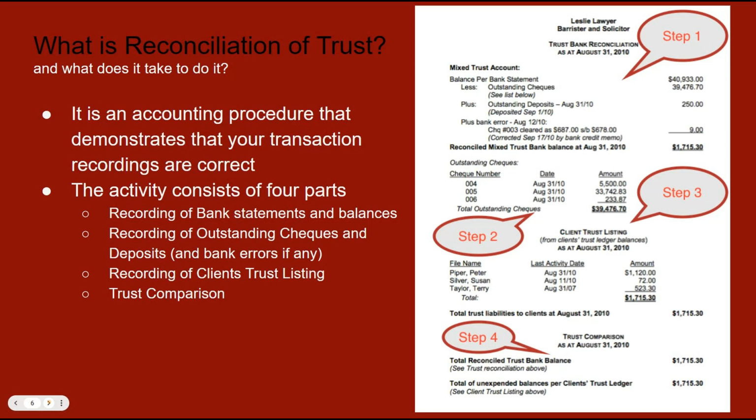An added element of the trust reconciliation report, importantly, is what's called a client trust listing. So let's look at the trust reconciliation report that you see on the right-hand side for a moment. There are four important steps, or four important data elements, that are captured to tell the story through this trust reconciliation report.